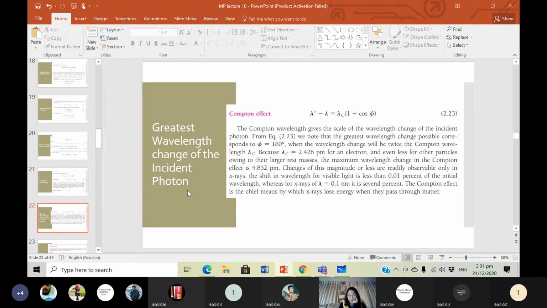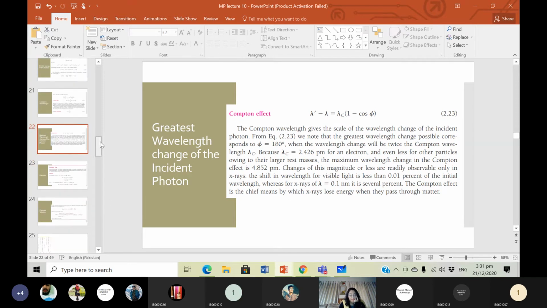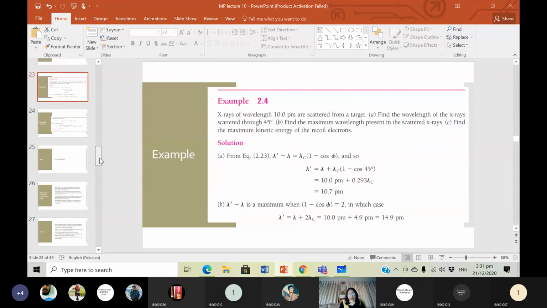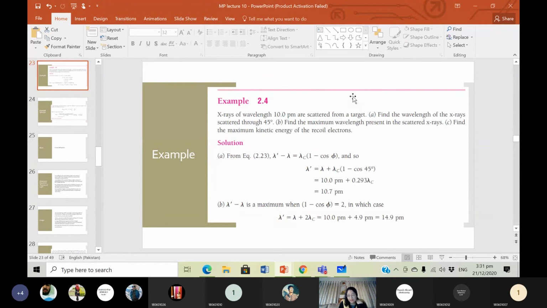Okay? So now let's do an example related to Compton effect. Does anyone have any questions related to Compton effect? No? Okay, then we'll do this example. So X-rays of wavelength 10 picometers are scattered from a target. Find the wavelength of the X-rays scattered through 45 degrees.